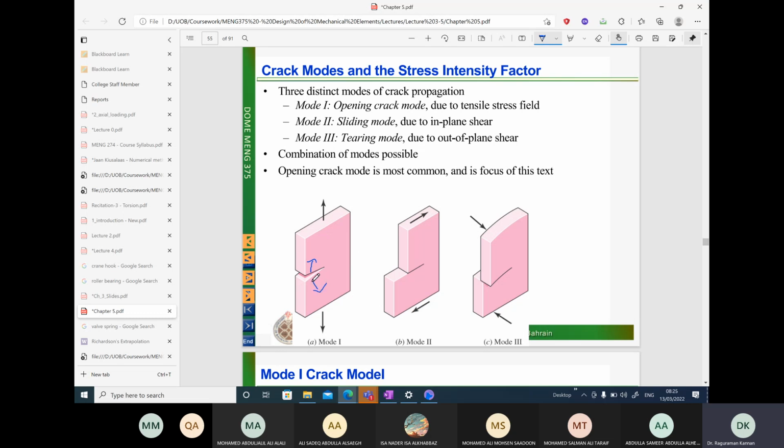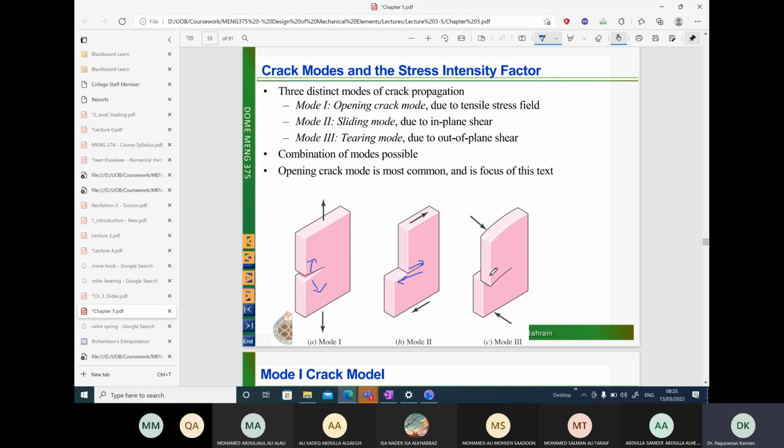Most of the crack propagation, even when you apply shear load or torsional load, whatever is the load inside the material, most of the crack propagation will take place in mode 1. Very rarely in mode 2 and mode 3. So in mode 1, the crack opens up in this direction. In mode 2, the crack is sheared in opposite directions. So this is very rare. This kind of crack opening is very rare.